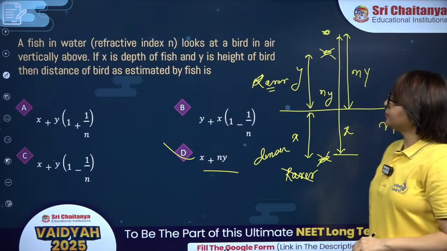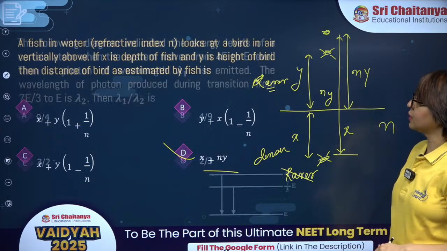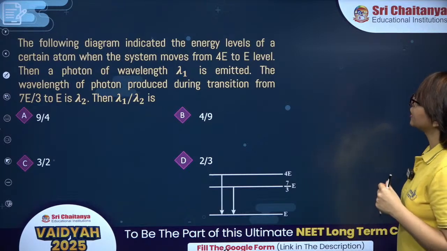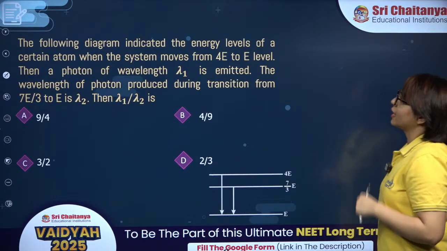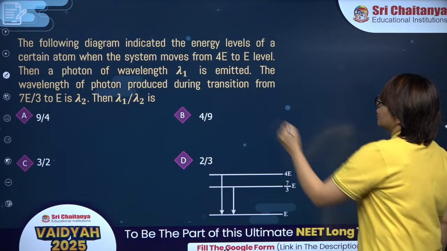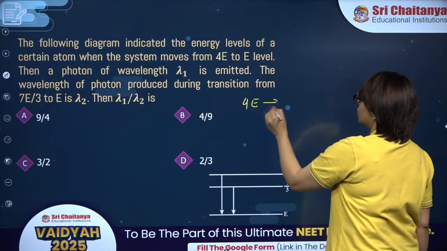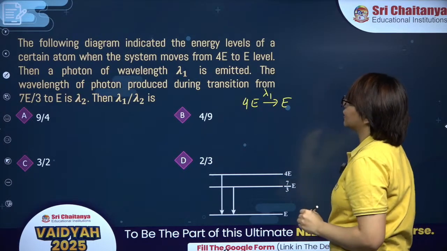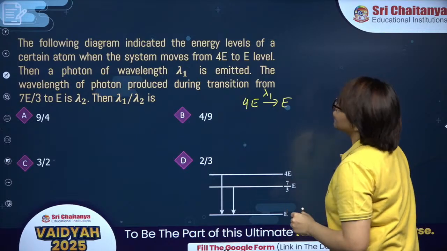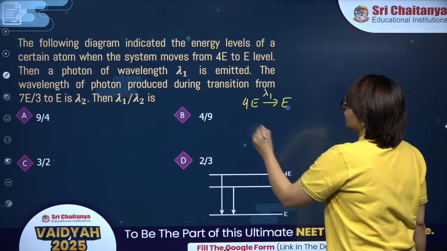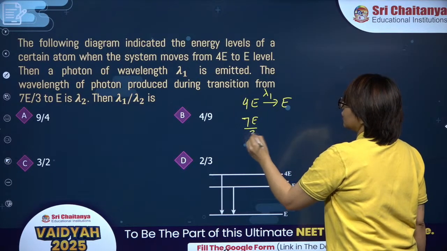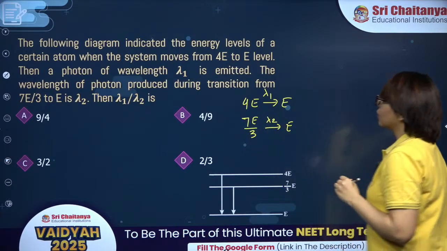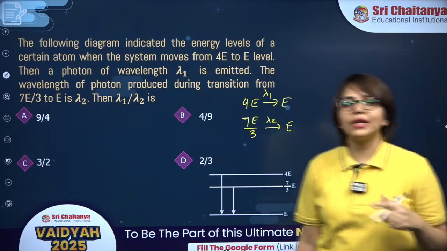All right. Next is this one. We have the following diagram indicating the energy levels of a certain atom. When the system moves from 4E to E level, a photon of wavelength lambda 1 is emitted. The wavelength of the photon produced during the transition from 7E by 3 to E level is lambda 2. Then what is the ratio of lambda 1 to lambda 2?